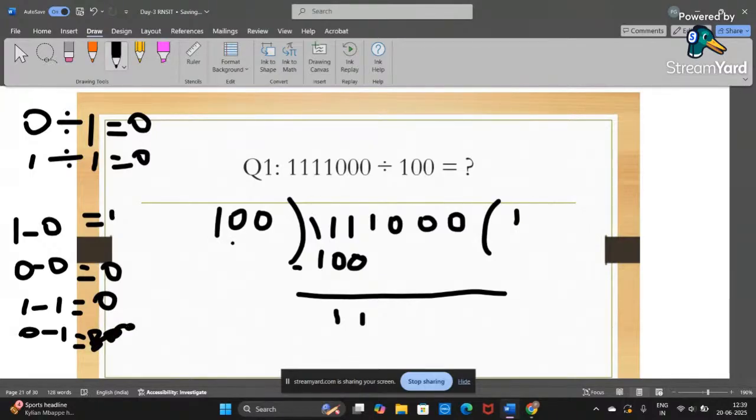Now 100. 100 into 1 is 100. Okay. So 1 minus 0, it is 1. 1 minus 0, it is 1. 1 minus 1, it is 0. So let us not take that now. You have to take this down. Next, again, 100, 100 ones.